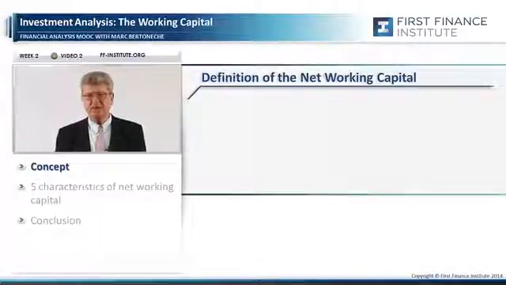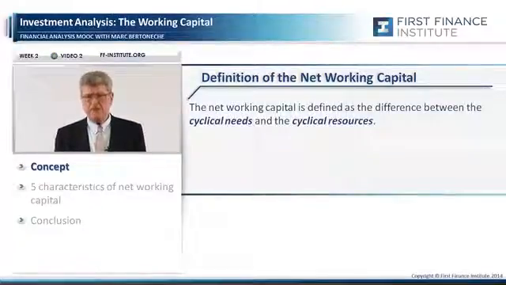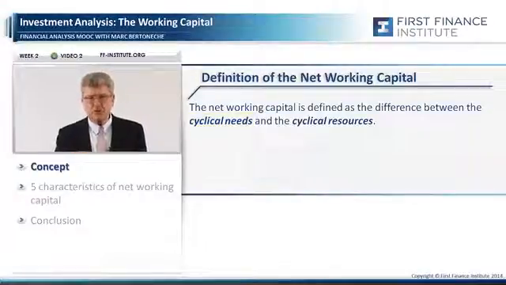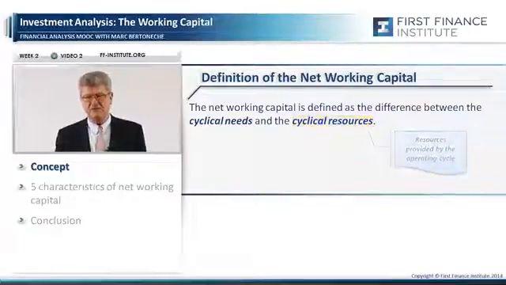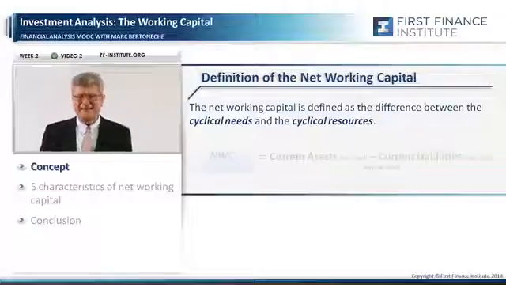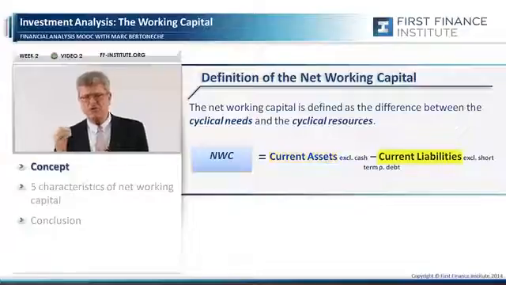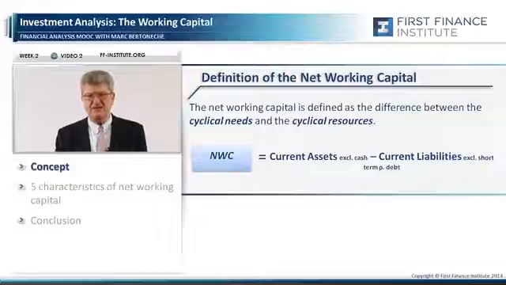What is net working capital? It is the difference, that's what we call it net, between the cyclical needs, the needs originated by the operating cycle of the company, and the cyclical resources, the resources provided by the operating cycle. Looks a little bit strange, but in other words, it is the net balance between the portion of my current assets and the portion of my current liabilities which are directly and exclusively associated with the operating cycle.